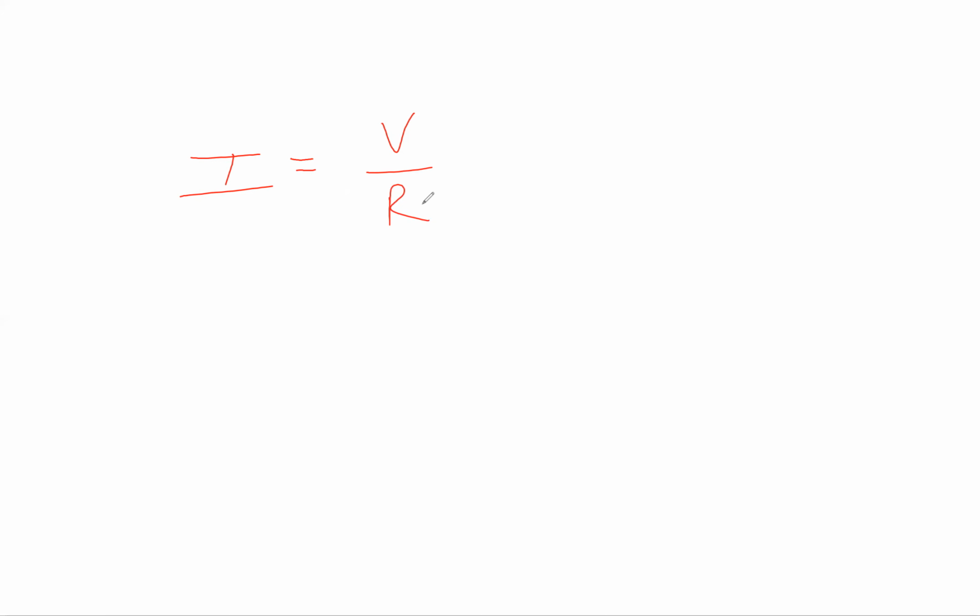Let's talk about how, as a human, I can get shocked or not shocked. The range of resistance in the human body is anywhere from 100 ohms to 500,000 ohms.